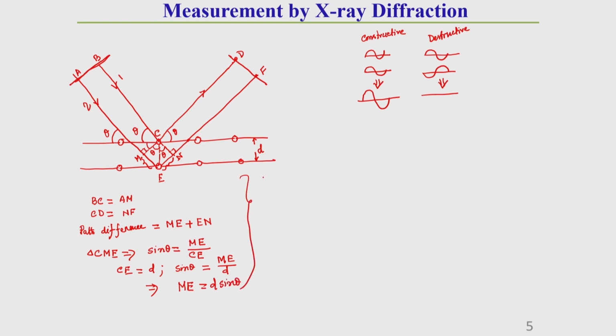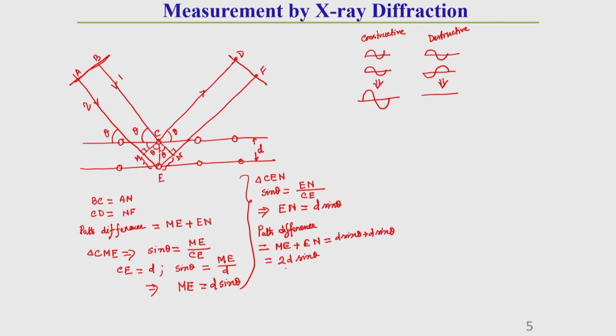So, now from another triangle, from triangle CEN, what we can get, sin theta we can write as EN divided by CE. So, from here we can easily get EN is equal to, CE is already d, d sin theta. So, here path difference, how much we are getting? So, from here we can say path difference is equal to ME plus EN, this will be equal to 2 d sin theta, because this is d sin theta, this is also d sin theta. So, this will give us 2 d sin theta.